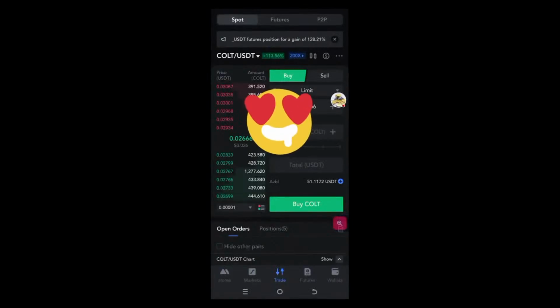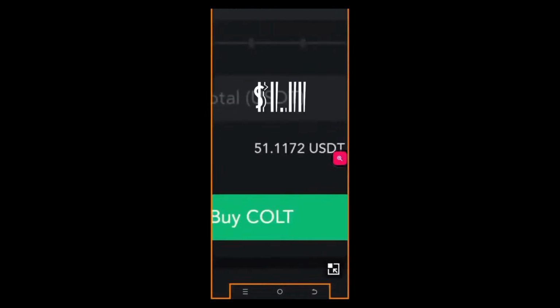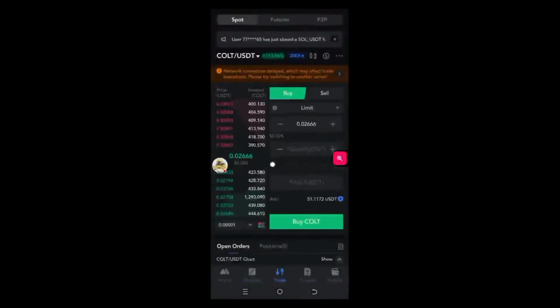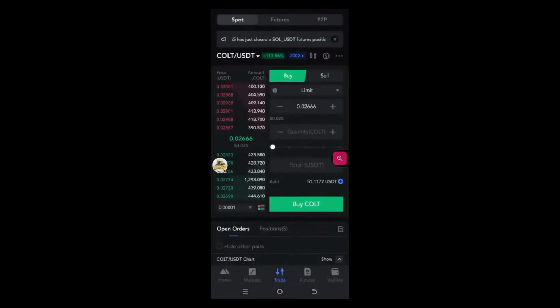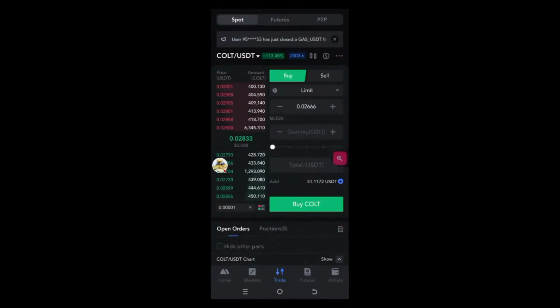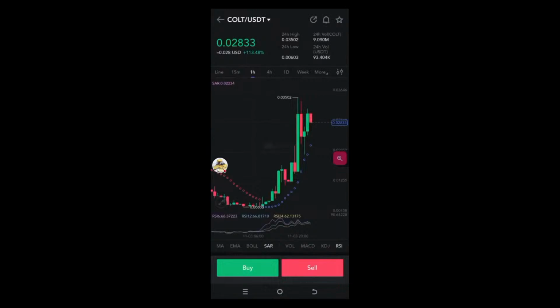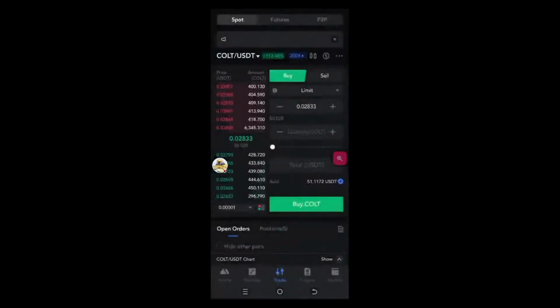Beautiful. Cult has sold. Beautiful. Can you see what we've made? I didn't even know. Look at it. We made $1.11. Beautiful. And you know the good thing about MEXC? There are no trading fees for now. Zero trading fees. You see, exactly what I set in there is what I have. And that's it. Let me check what's going on in the chart, but I'm going to do Cult again. Oh, no, I'm not doing Cult again. Wow. Look at it. This is beautiful. Oh, God.